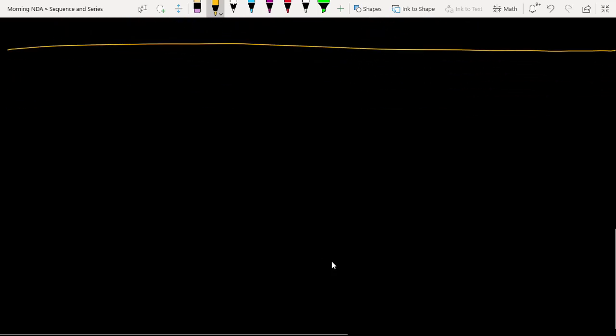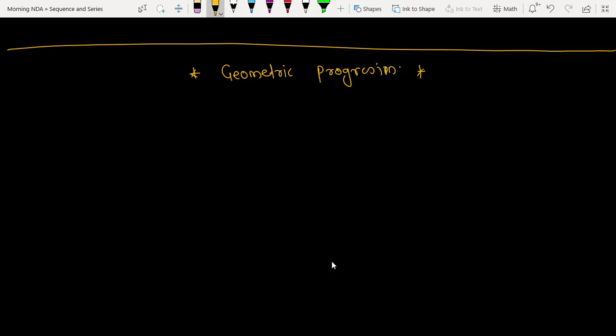Now let's move to the geometric progression. In any progression, maybe it is AP, GP or HP, you need to know the general term and its sum. Only these two things we require to answer the questions easily. General term and the sum.